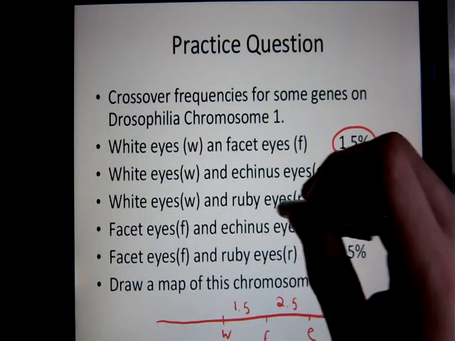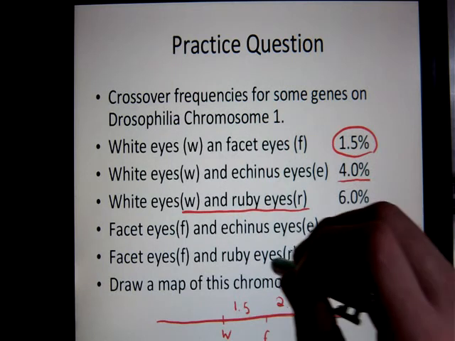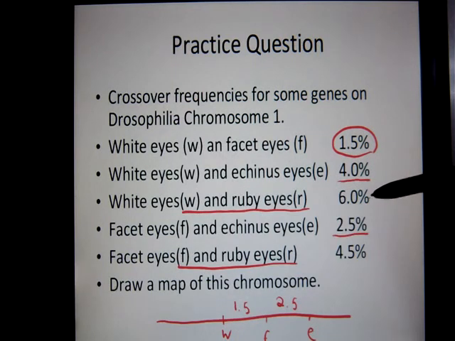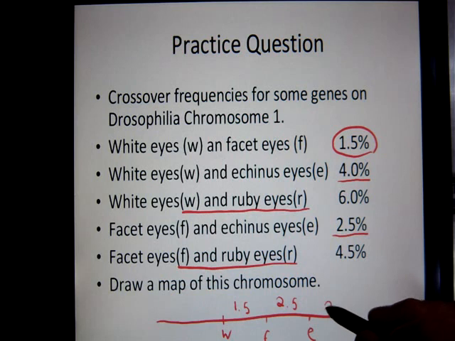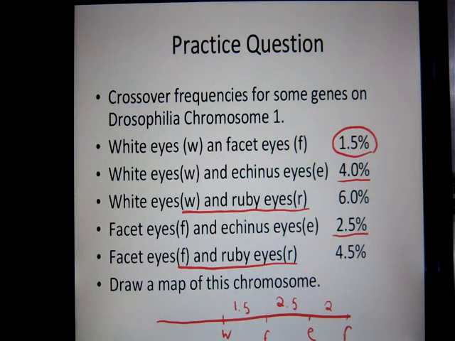So I have the distance between R and W, and I have the distance between R and F. R and W are 6 map units apart. R and F are 4.5 units. So again, R must be closer to F than it is to W. So on my map, if R is closer to F than W, R must be over here on this side. So it tells me that R and F are 4.5 map units. So I go 2.5 map units to E, and then a further 2 map units to get to R. And there is my chromosome map. It just lists the order of genes on the chromosome and the distances between them.